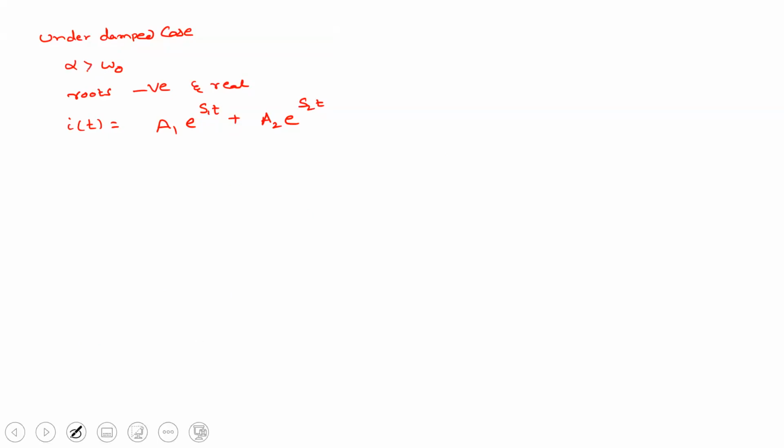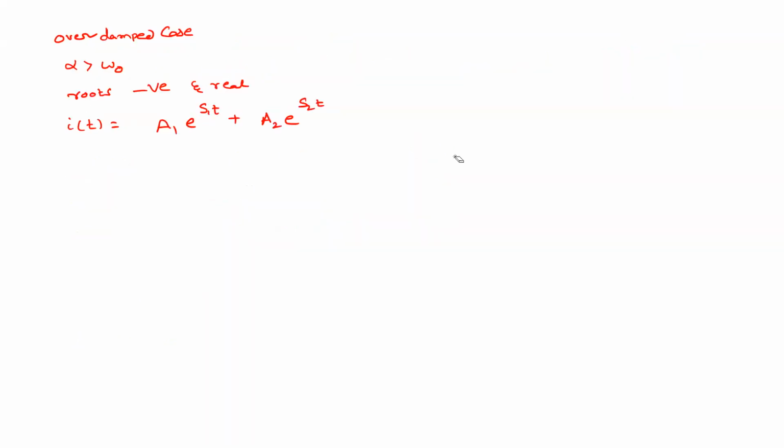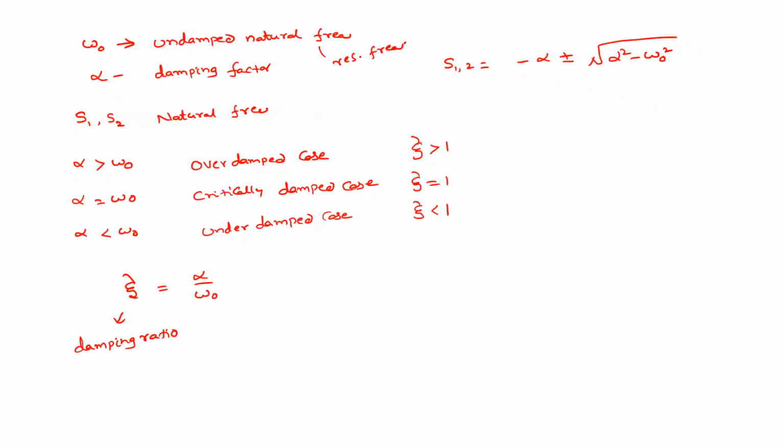No, this is alpha greater than omega naught, this is over damped, right? Sorry. This is over damped case. Okay, change this one, I think I have written wrong. This is alpha greater than omega naught, yeah, this is the one. Sorry, I started with this under damped.